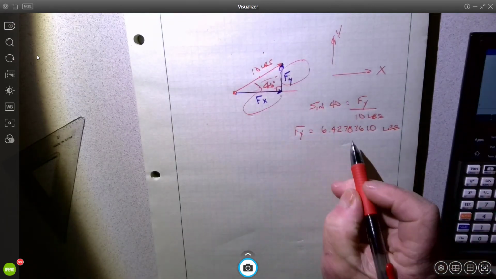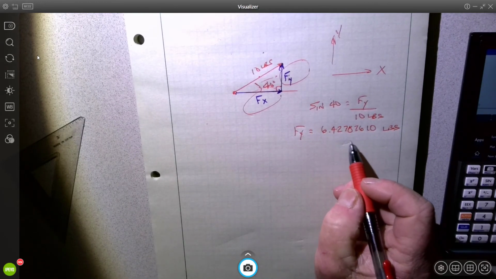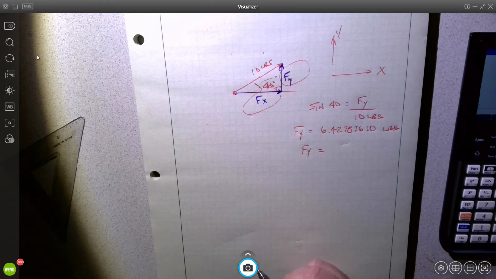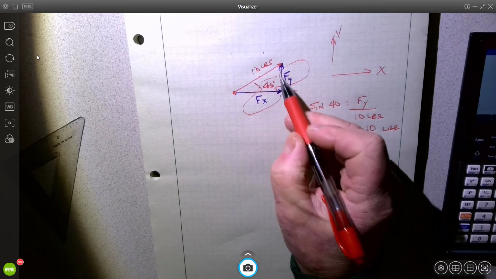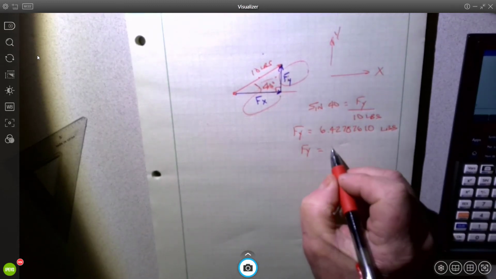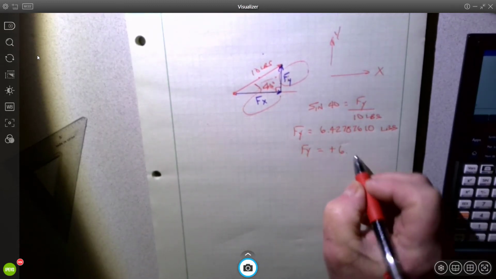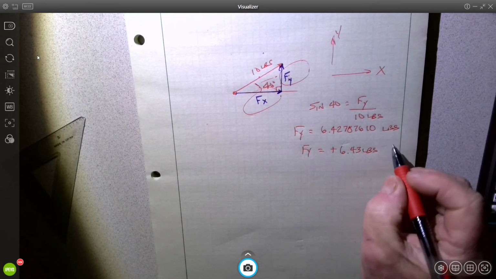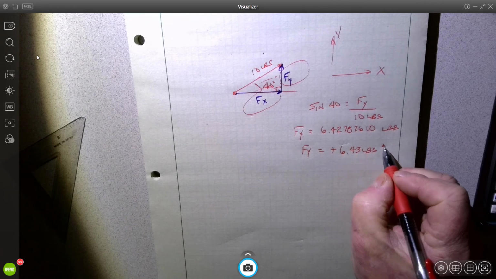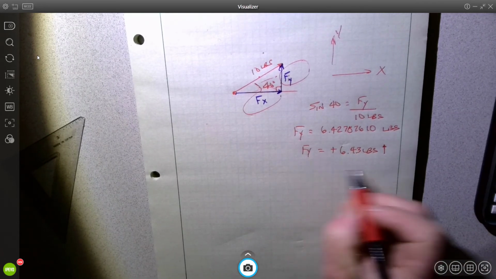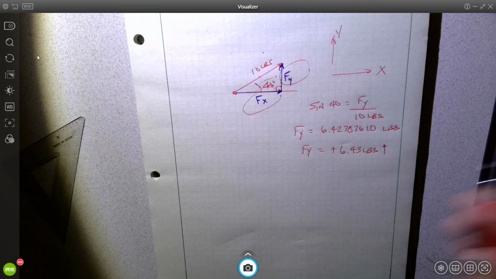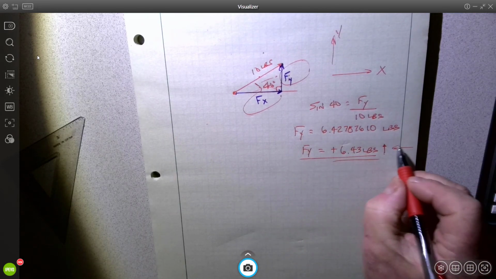Pounds. Is that my answer? No. My answer would be Fy equals, which way is it going? It's going up, so that's positive. A plus 6.43 pounds. And I often put a vectorial notation to remind me that my y component is going up. Okay, so if the problem said find the components, this would be one of the solutions.